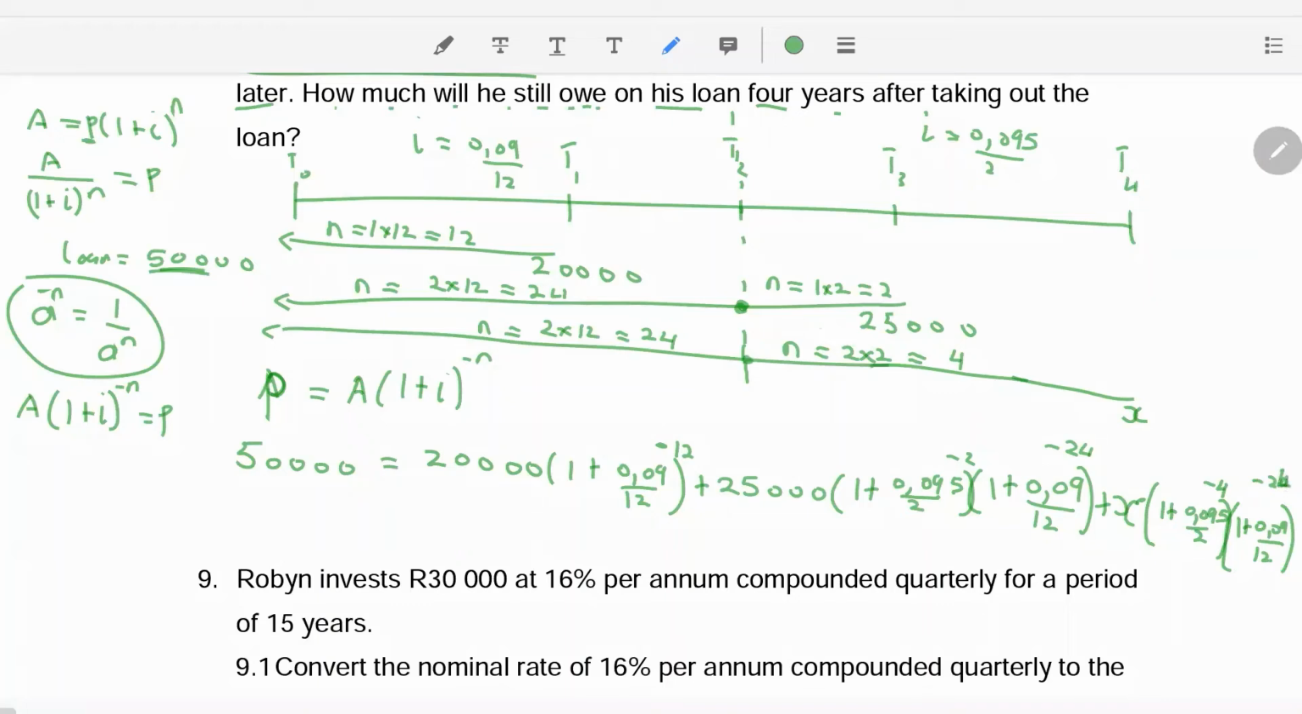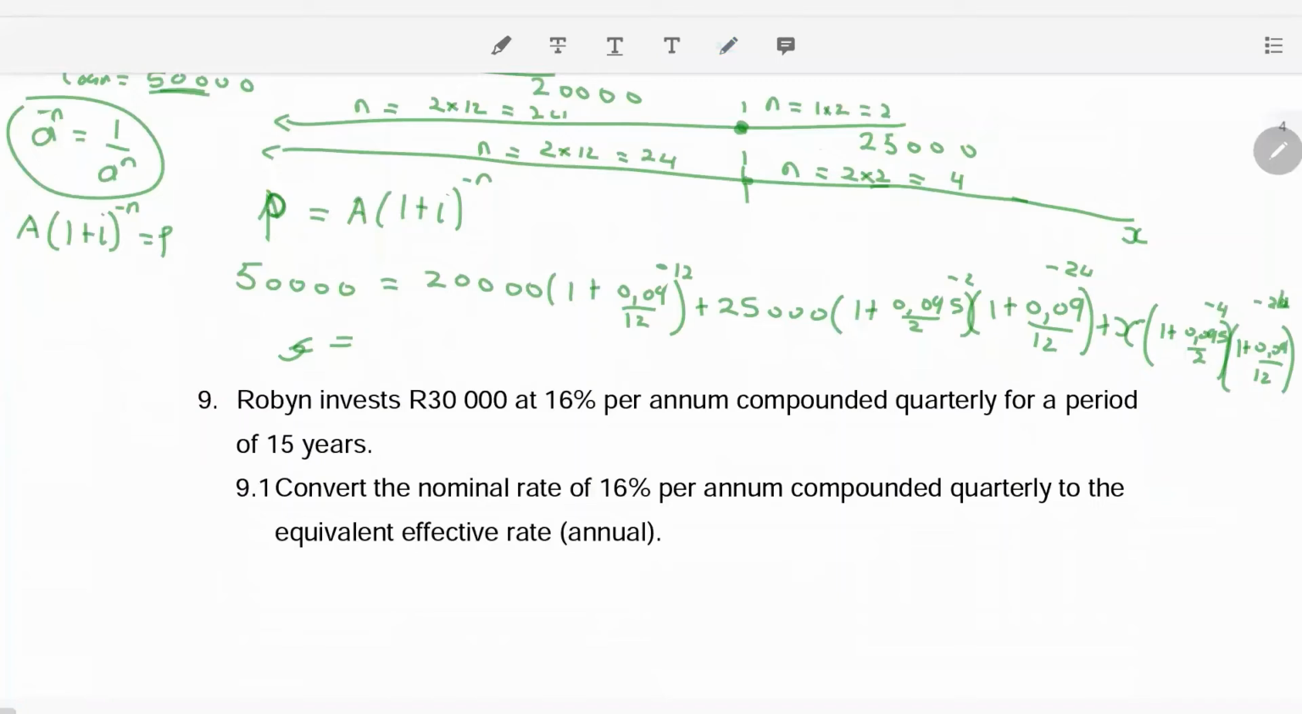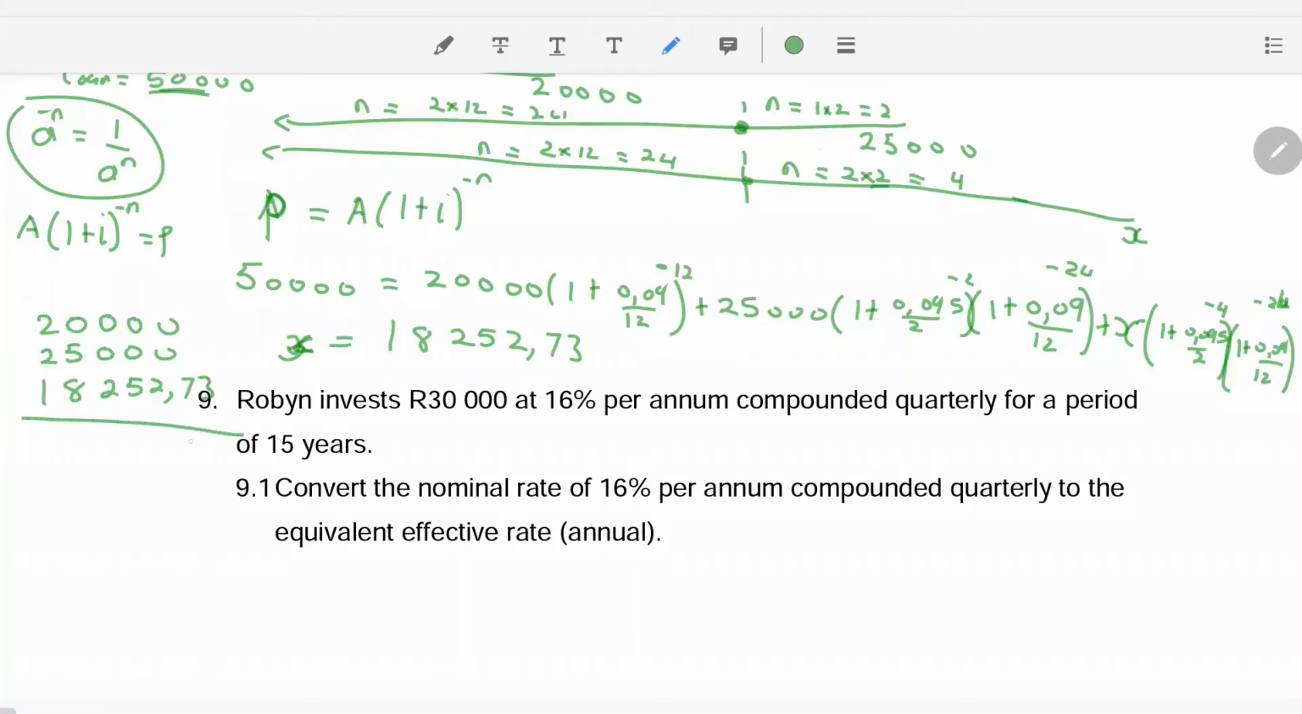So we have created the equation, and then we have to apply the algebra. When you work out the algebra, this will finally give you a value of X of 18,252.73. So that's the final amount. And when you add these amounts, the 20,000, the 25,000, and the 18,252.73, you can see that at the end of the day, there is interest paid on the loan. So all in all, this person paid back 63,252 instead of the 50,000. So that's how that question needed to be approached.